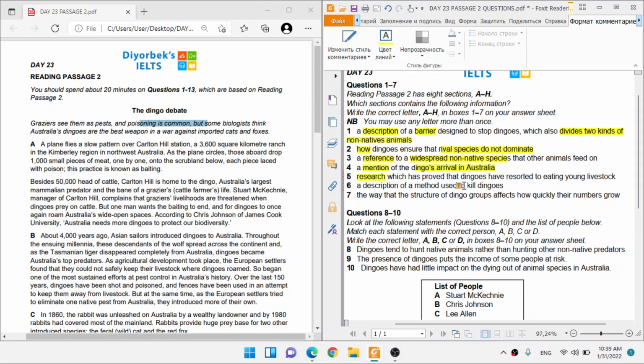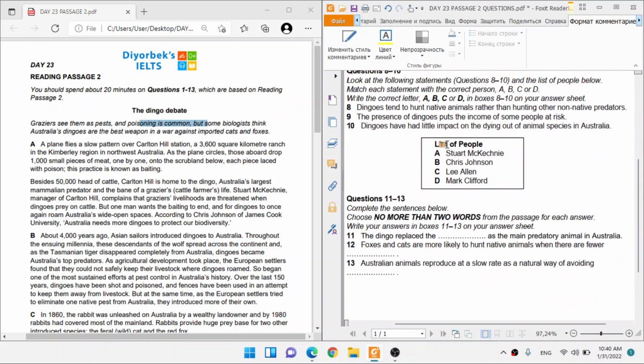Research which has proved dingoes have resorted to eating young livestock. Resort to is like when you resort to doing something, that's your last option. A description of a method used to kill dingoes. The way that the structure of dingo groups affects how quickly their numbers grow.